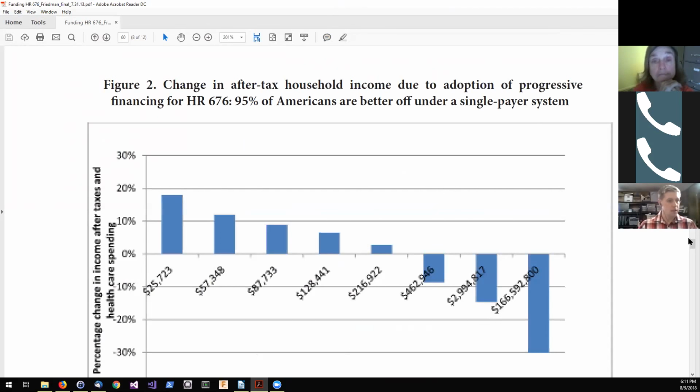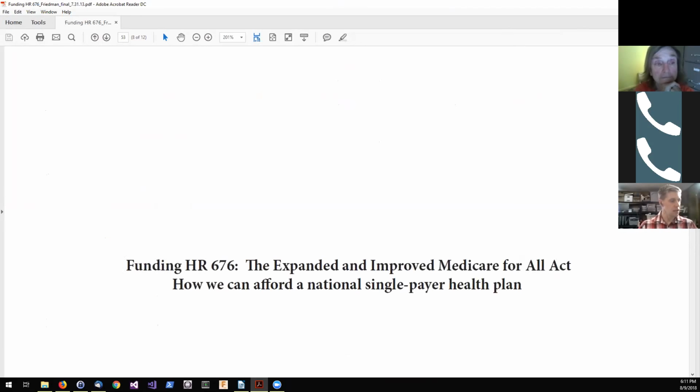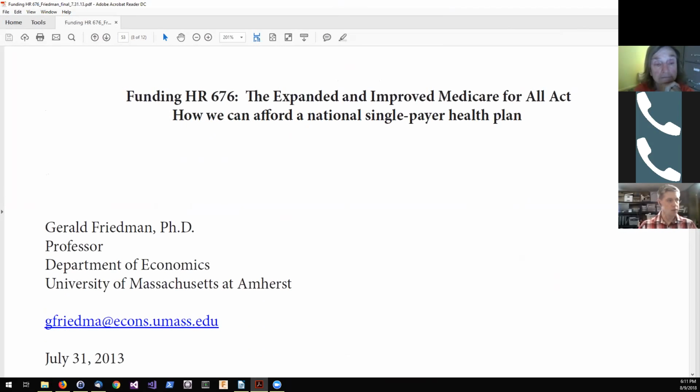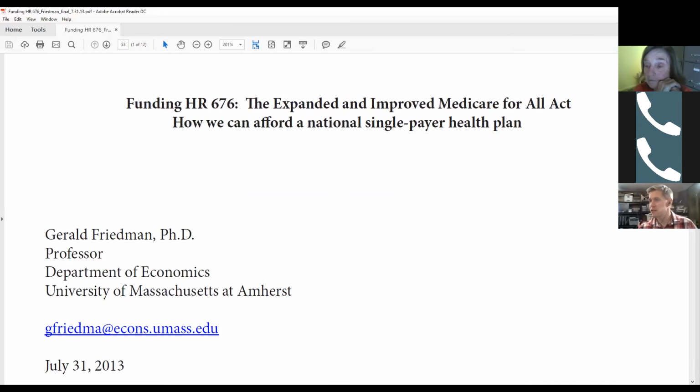So can everyone see the PDF I just opened that's called Funding HR 676, the Expanded and Improved Medicare for All Act? Yes. Okay. Excellent. This didn't quite share in the way that I was intending. Oh, I see what happened. Let's see. I'll do this. Okay, can everyone still see it? Yes. Okay, good. So this is the analysis that was done by Dr.